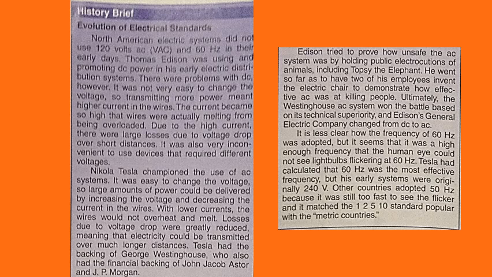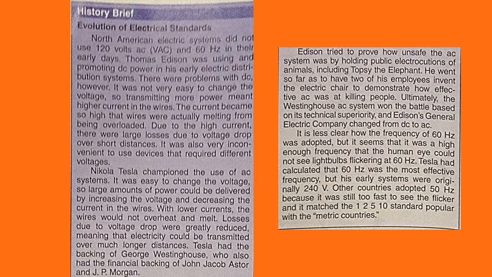Tesla had the backing of George Westinghouse, who also had the financial backing of John Jacob Astor and J.P. Morgan. Edison tried to prove how unsafe the AC system was by holding public electrocutions of animals, including Topsy the elephant. He went so far as to have two of his employees invent the electric chair to demonstrate how effective AC was at killing people. Ultimately, the Westinghouse AC system won the battle based on its technical superiority, and Edison's General Electric Company changed from DC to AC.